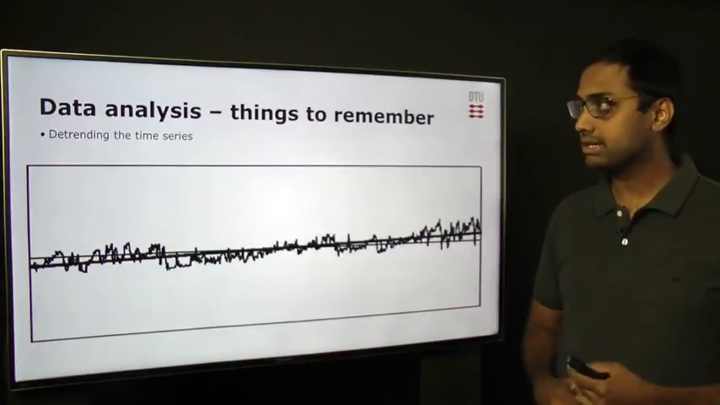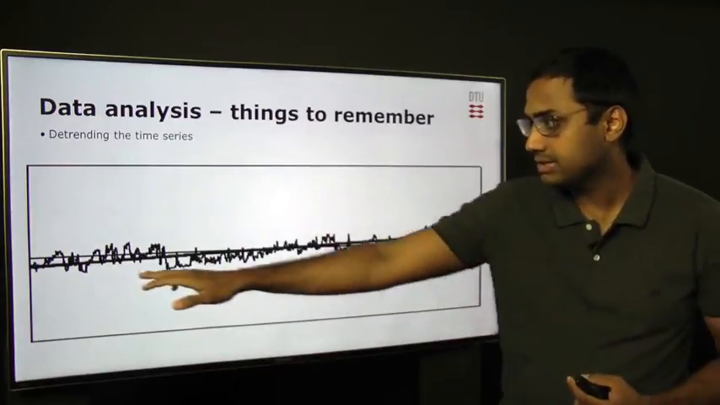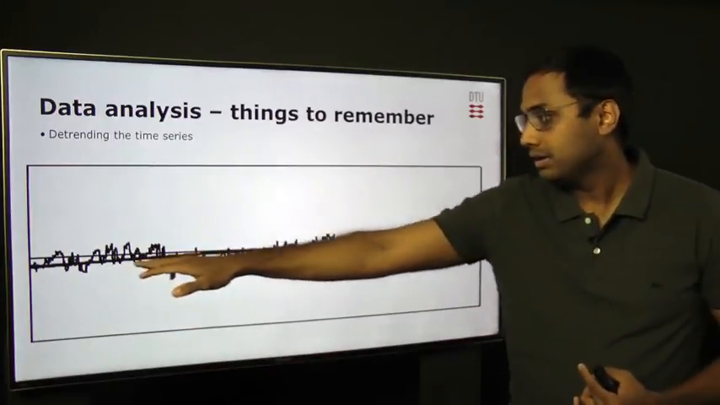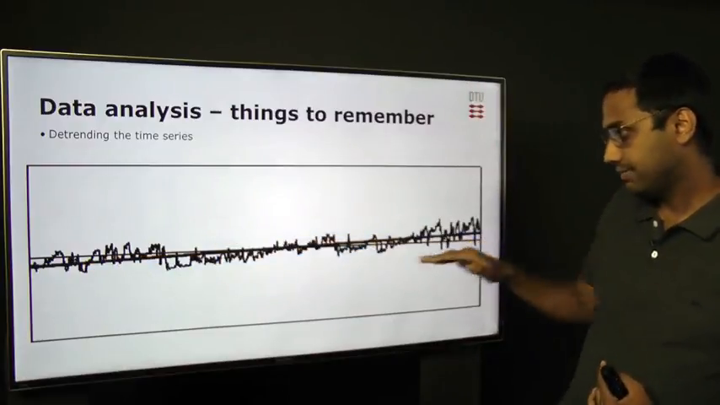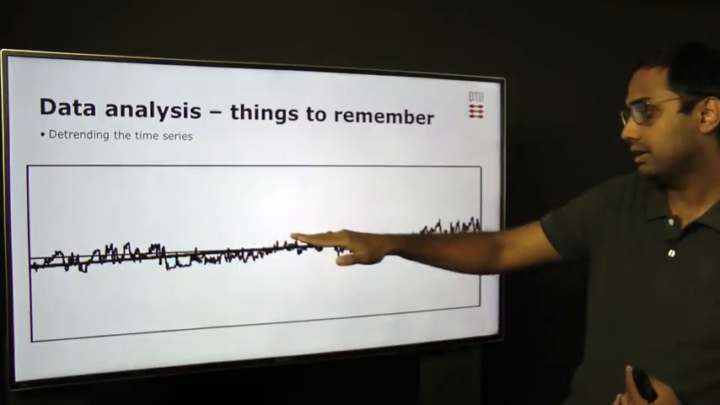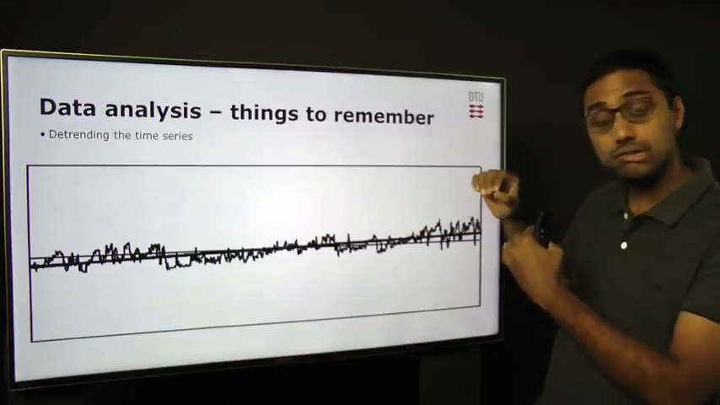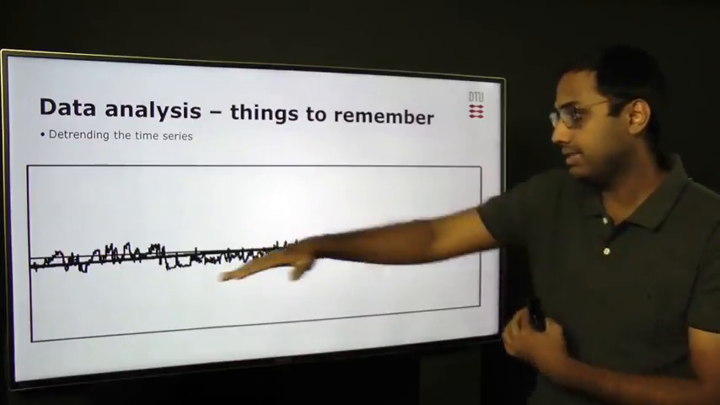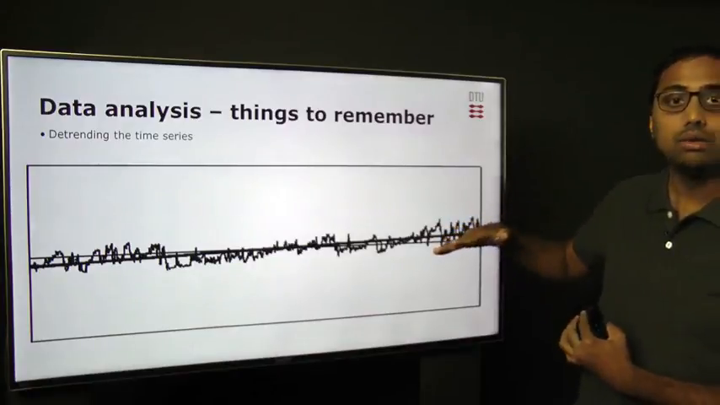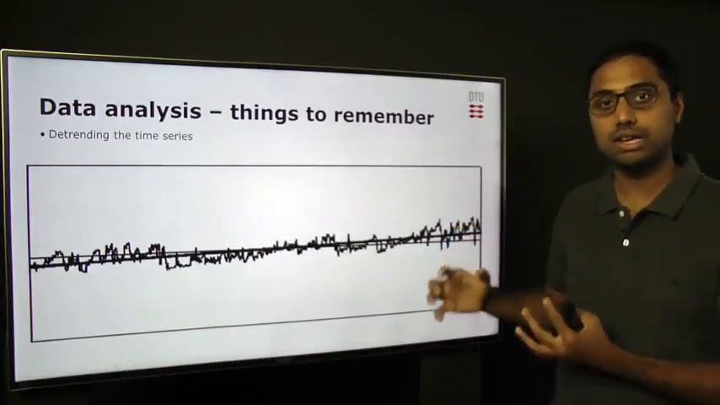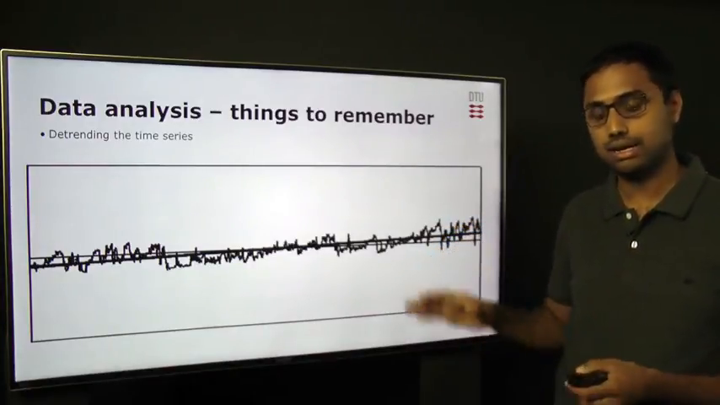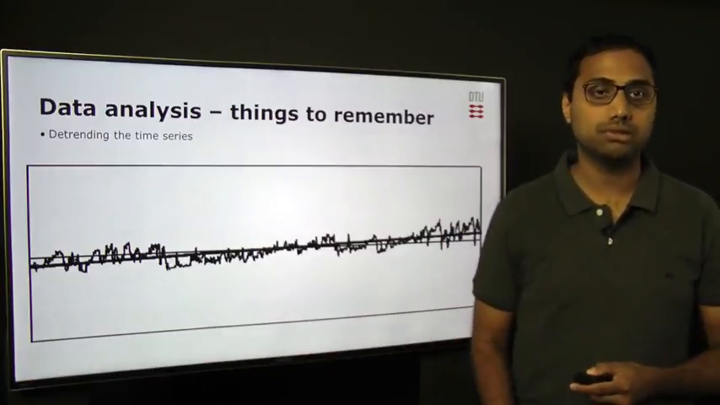So there's something called detrending the time series. As you can see here, the mean is not constant; the magnitude of the wind speed increases with time, and there is some kind of a trend here which adds to non-stationarity while analyzing data, and this is also something that we need to remove.